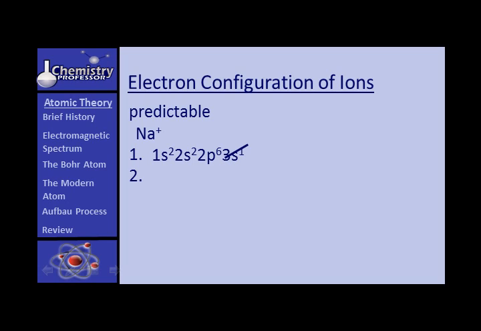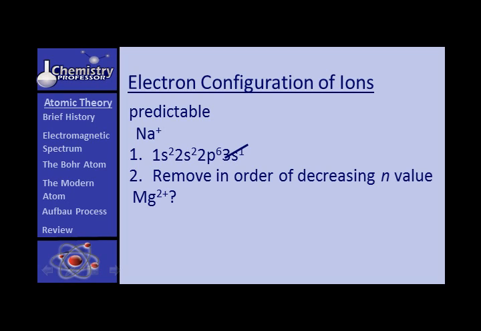All of the cations aren't as predictable as the sodium ion, for example. What you really need to remember is you remove electrons in order of decreasing n value. And that's what we did. We took the highest n value, which was 3, and we took the electron from there. Now, on that basis, what would you expect for magnesium?